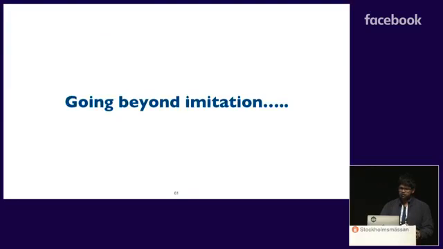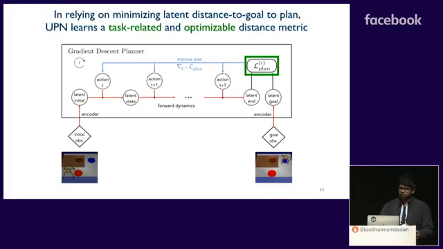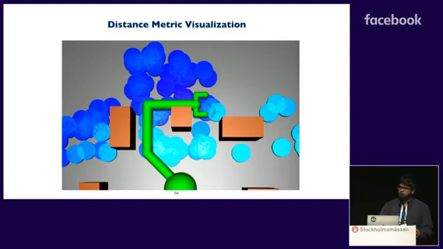Can we go beyond imitation? So recall this was the gradient descent planner. And recall that this was the planning metric, or the reward metric, that's being learned in the embedding space. By relying on minimizing latent distance to goal for planning, UPN learns a task-related and optimizable distance metric. So here is a visualization of the distance metric. Dark blue is smaller, light blue is larger. These are for different end effector positions with respect to the shown end effector position. The UPN distance metric is obstacle-aware, as opposed to traditional Euclidean-based distance metrics, which would have been concentric circles.